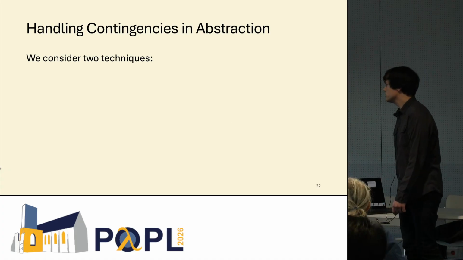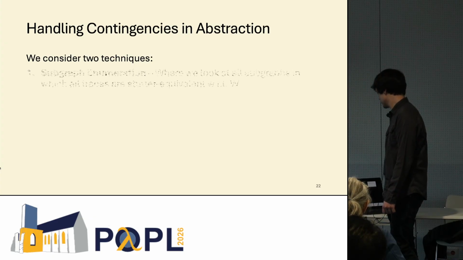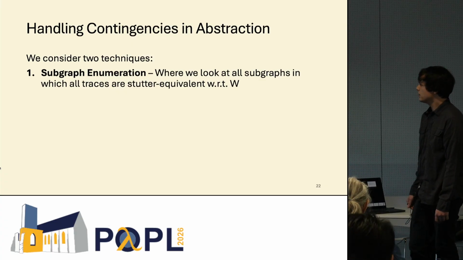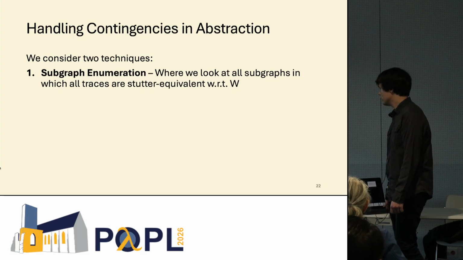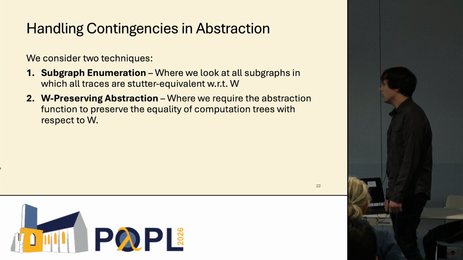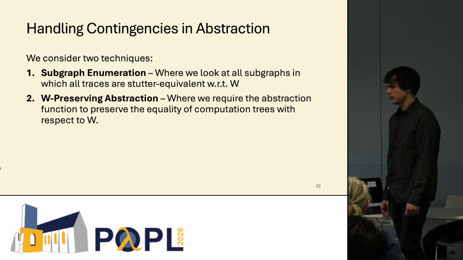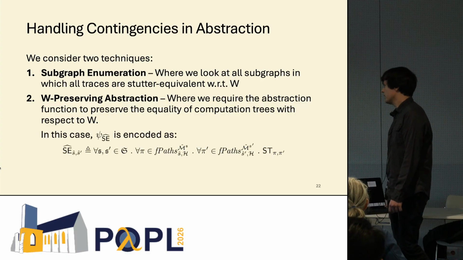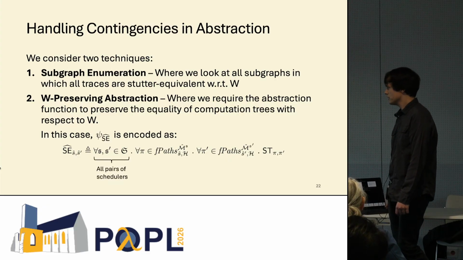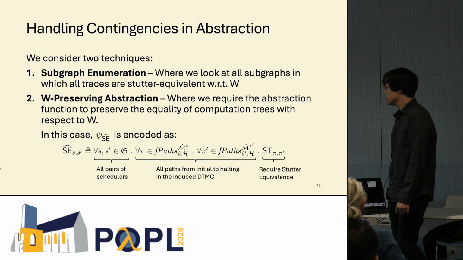However, when we're working with abstraction, we also need to consider how we're handling our contingencies. And we consider two different options, the first of which is going to be subgraph enumeration, where we look at all pairs of subgraphs in which all traces are stutter equivalent with respect to W, meaning that we don't have to worry about W in that case, as long as we make sure the subgraphs agree on it. Or the other option is we can look at W-preserving abstractions, where we require the abstraction function to preserve the equality of the computation trees with respect to W, and in order to do that, we would have to encode it as follows, where this simply says that all pairs of schedulers in the set of finite schedulers, and for all paths from initial to halting in the induced DTMC, are stutter trace equivalent.